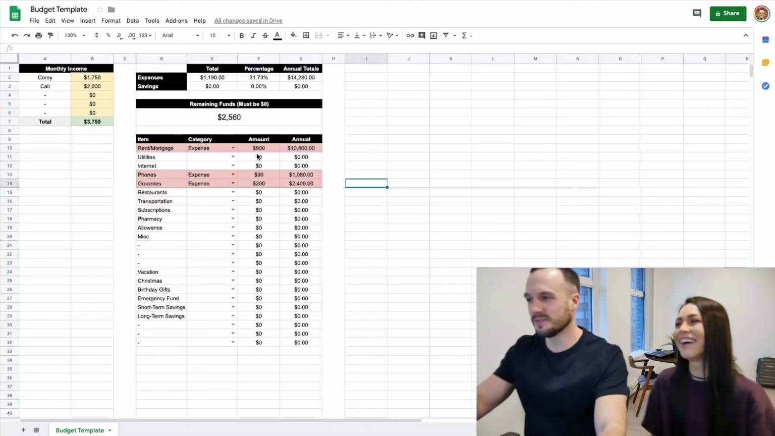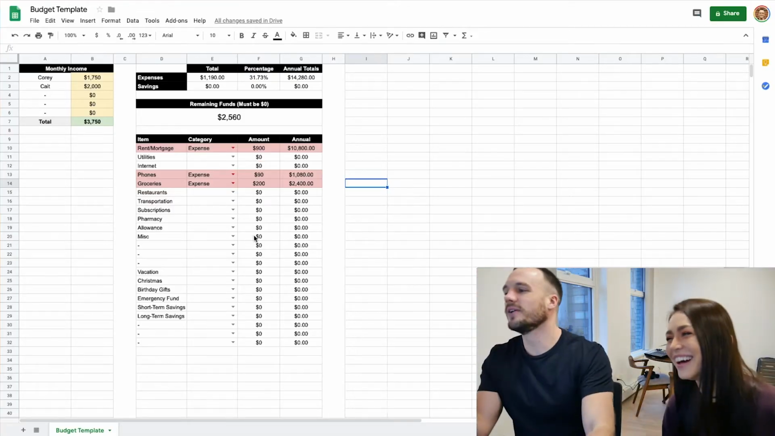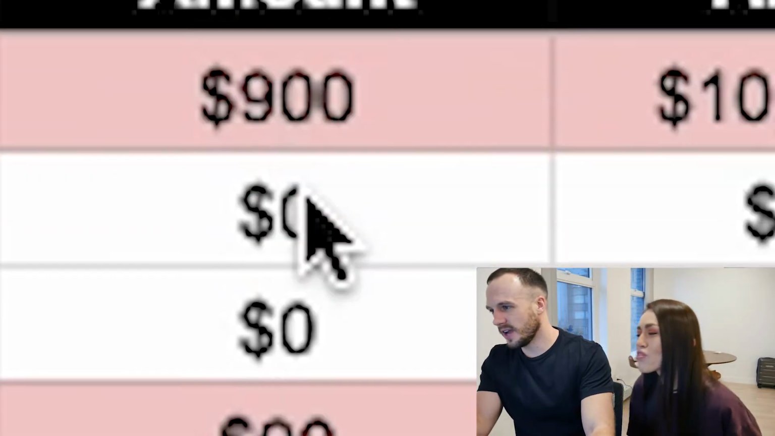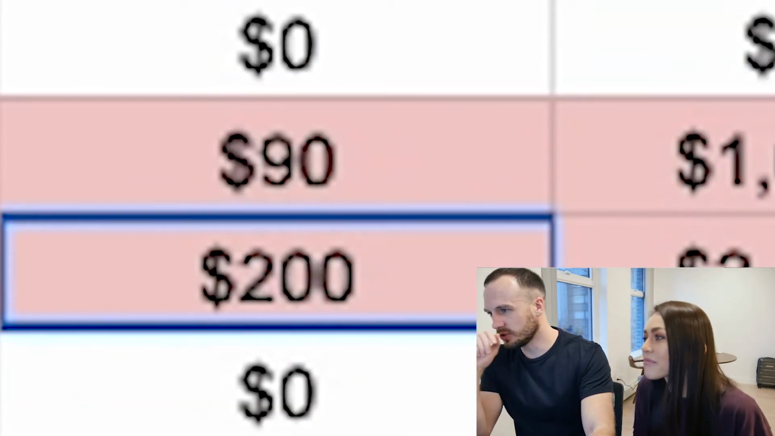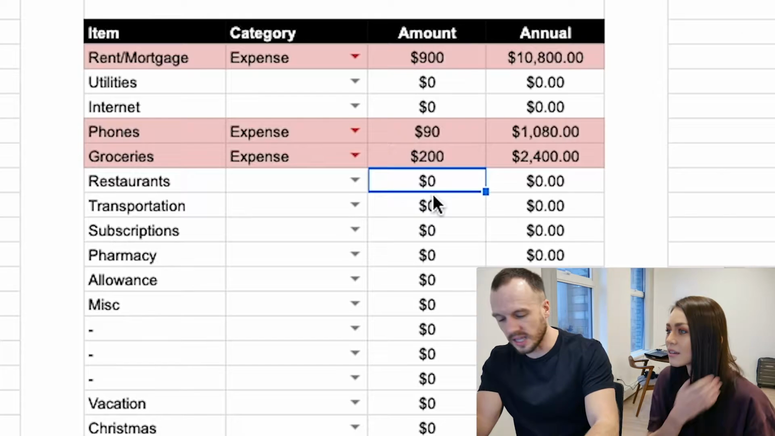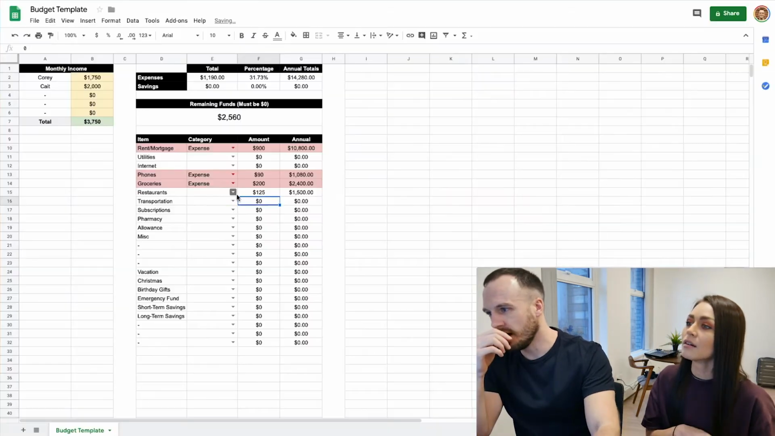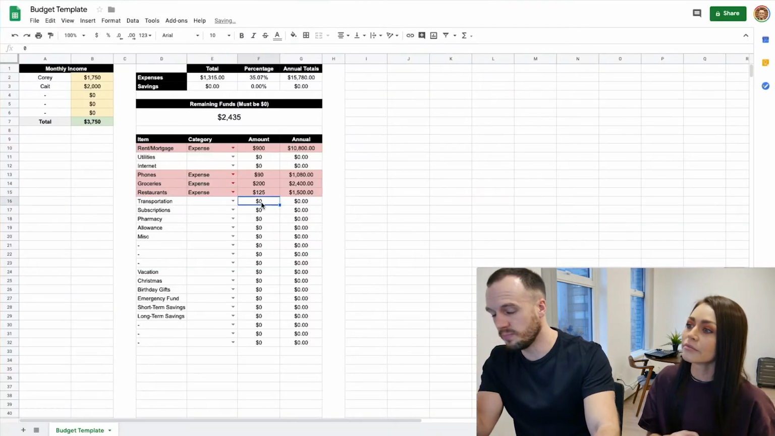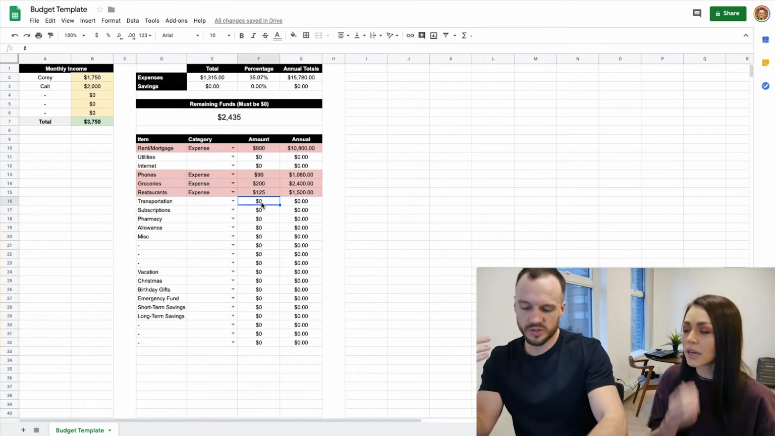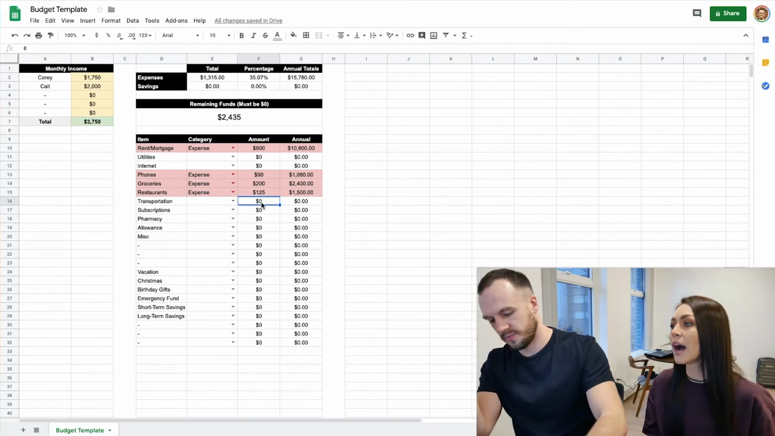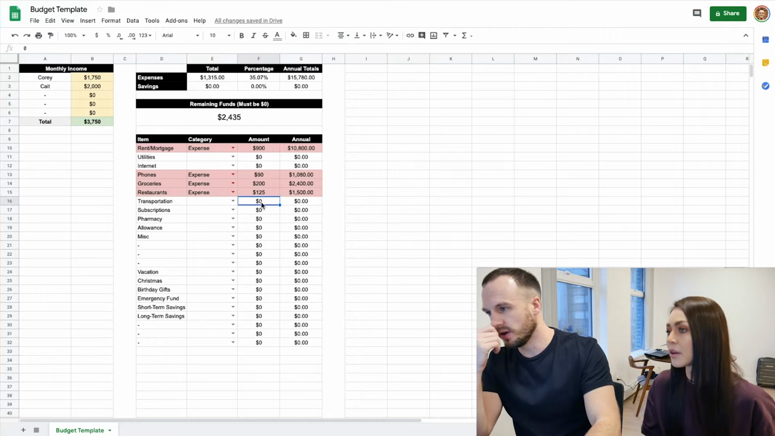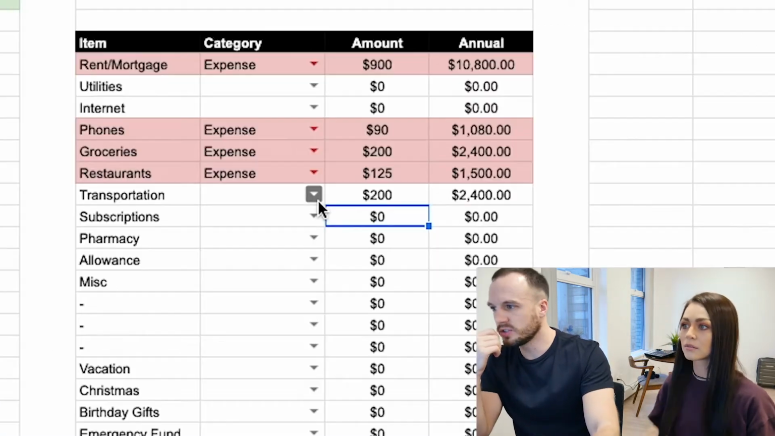Okay, we actually got to talk about budgeting. Stop talking about that. Okay, so $900 on rent, $90 on phones, $200 on groceries. Restaurants, I think it was $125. We bussed and took the train, so we spent $90 each every month. So it's $200 on transportation.